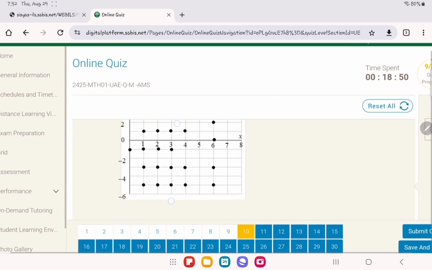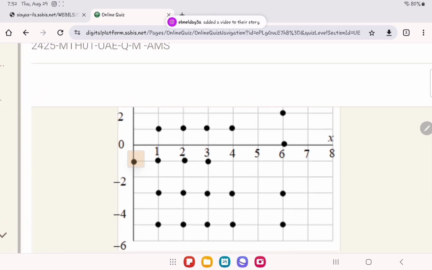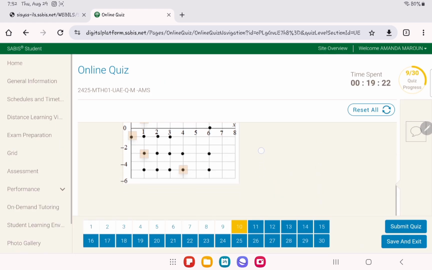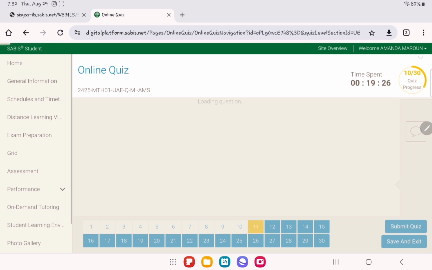So, if you remember the points, we had 0, negative 1. Then we had 1 and 1, and we had 1 and negative 3. And then we had 4 and 3 and 4 and negative 5. So it was something like this. The scatter plot was something like this, based on the points that we got from before.